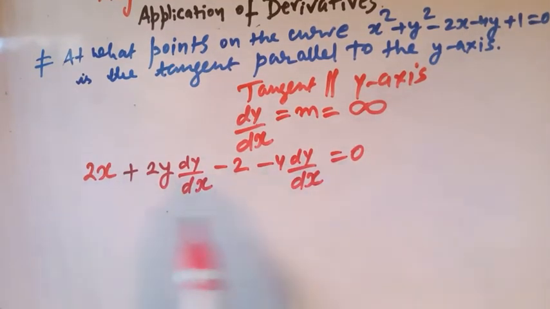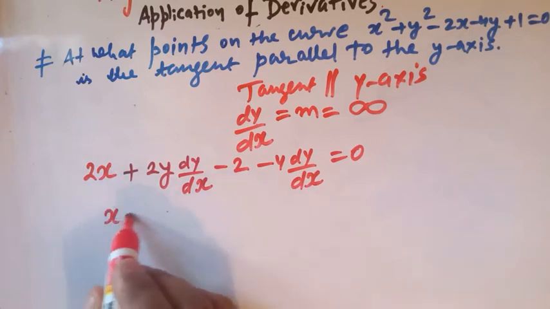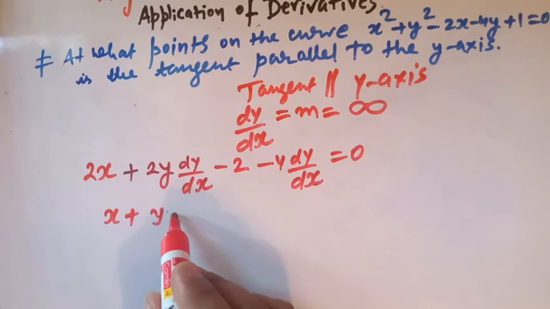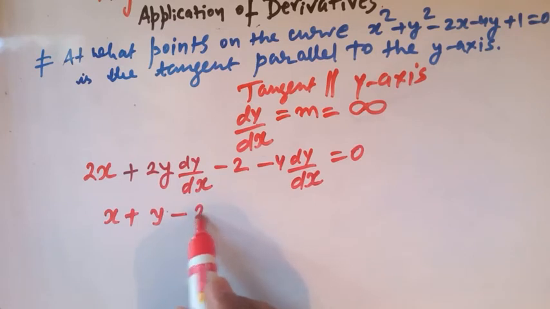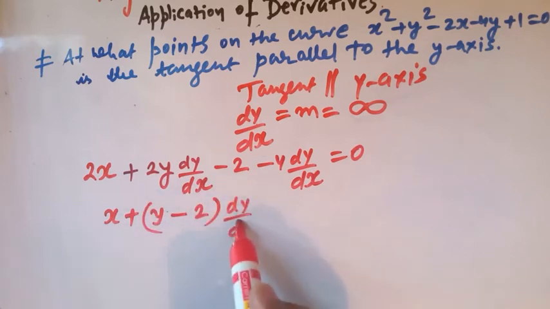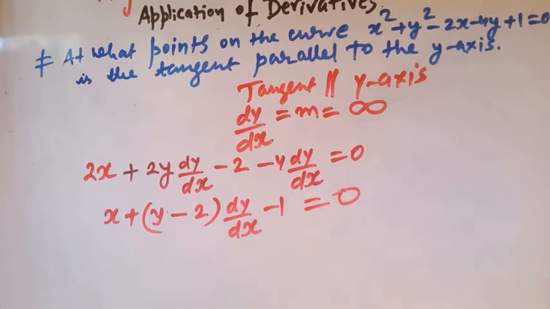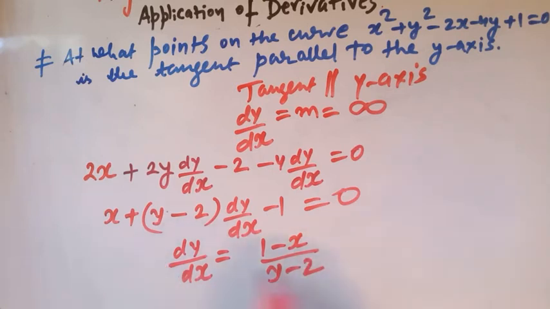So viewers, let us divide this equation by 2. So what we will have, x plus y, and we'll collect these two terms, y minus 2 dy by dx, and we have here minus 1 is equal to 0. So in all, dy over dx is given by 1 minus x over y minus 2. Clear? So this is the derivative of y with respect to x, and the slope is infinite.